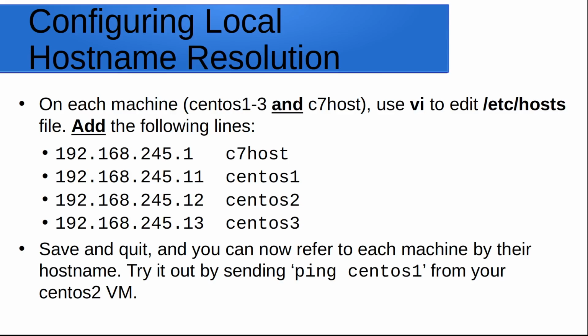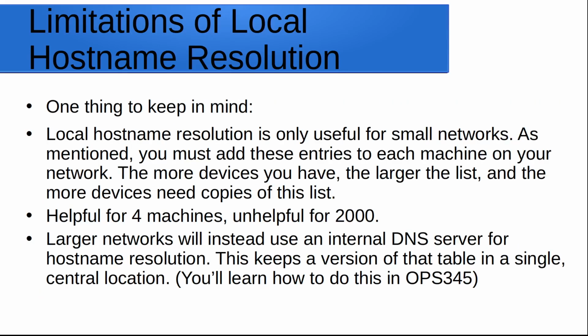But this is the big drawback to this, right? It doesn't sync across devices. So you have to set this up. If you want it to work entirely within your network, which is C7 host, CentOS 1, CentOS 2, CentOS 3, you have to do this 4 times. You can see why we don't do it this way anymore, right? This does not scale well at all. If you've got a larger network, you'd have to do this on every single device in your network. So it's okay for small networks.